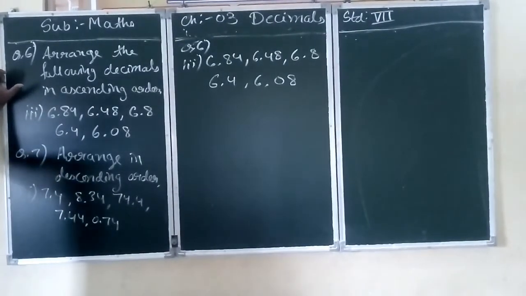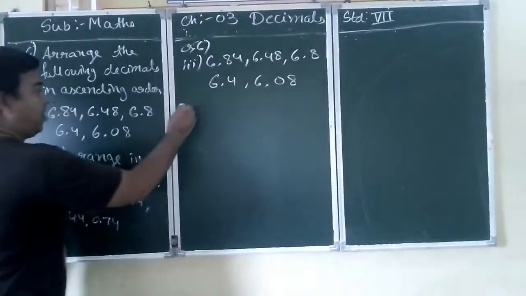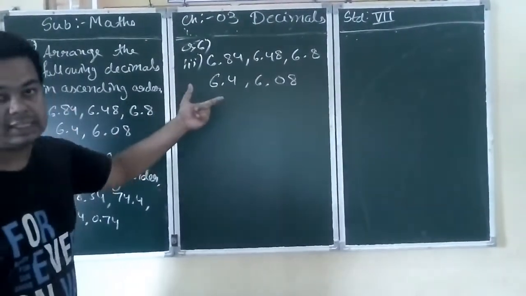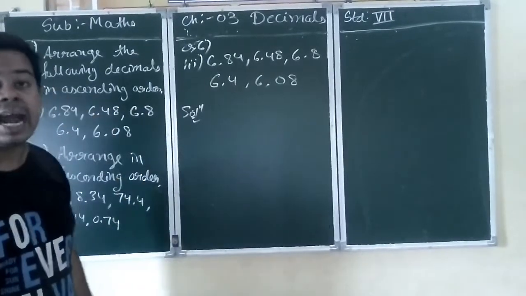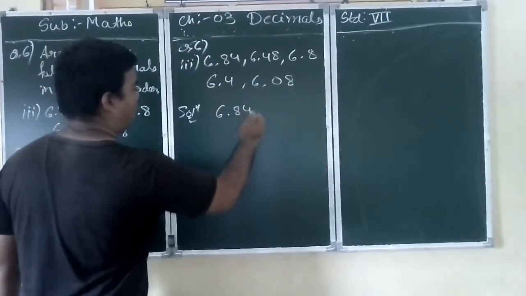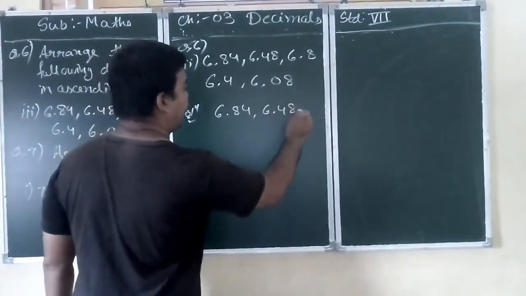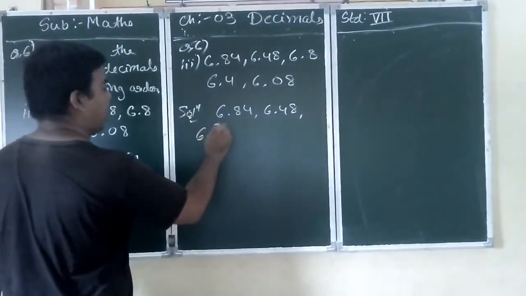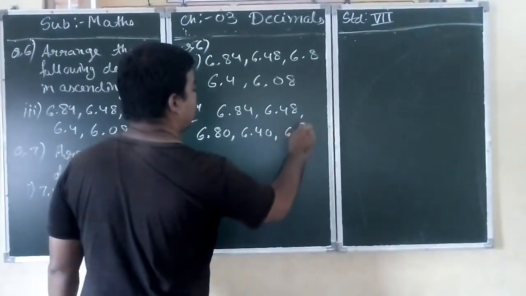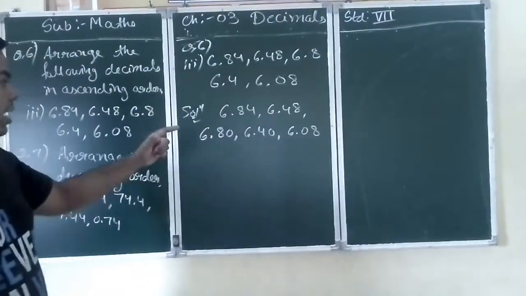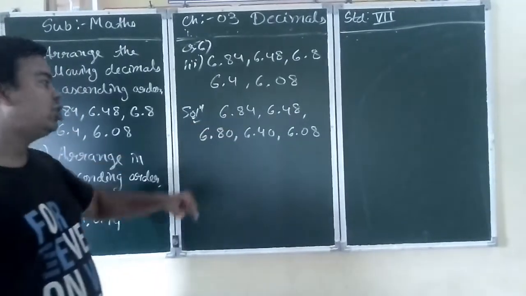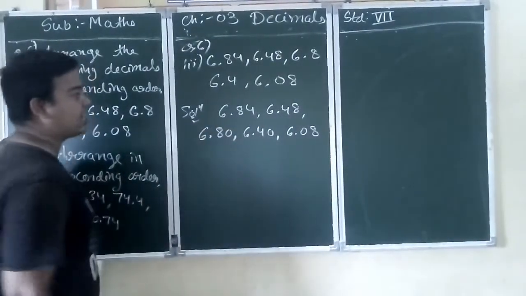Ascending order means smaller to greater. So first of all, we write the decimal numbers as like decimals, because these are not like decimals yet. So 6.84, 6.48, 6.80, 6.40, 6.08. Now it is like decimals.